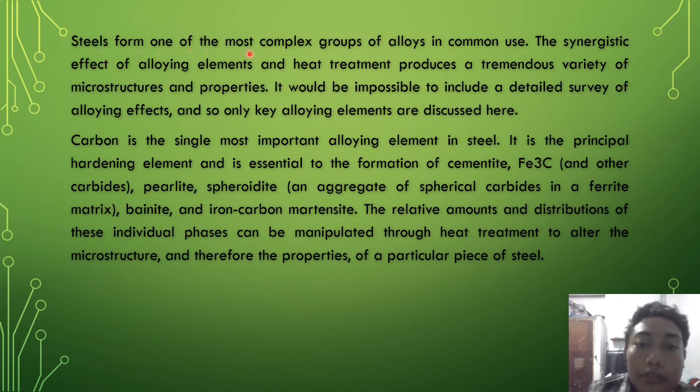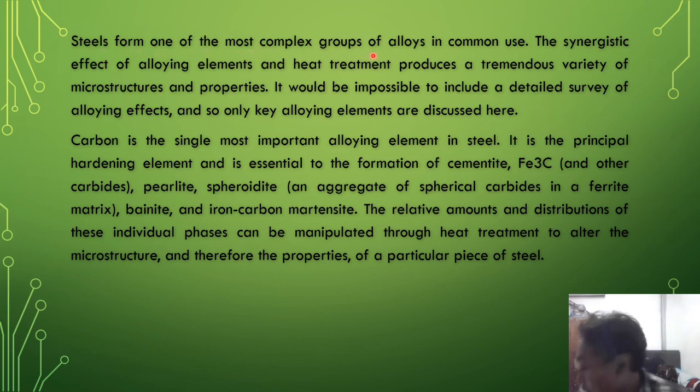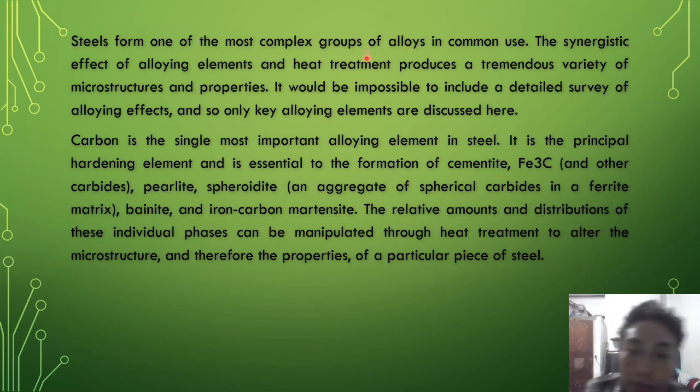Steel forms the most complex group of alloys in use. The synergetic effect of alloying and heat treatment produces various microstructures and properties. It allows many possibilities, including details of alloying effects, and so on. Key alloying elements are here.